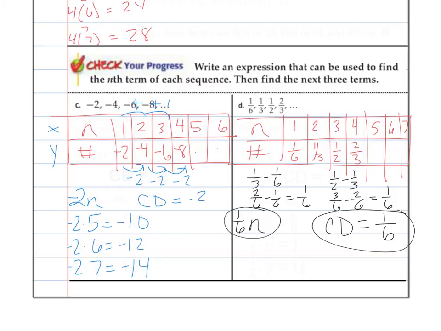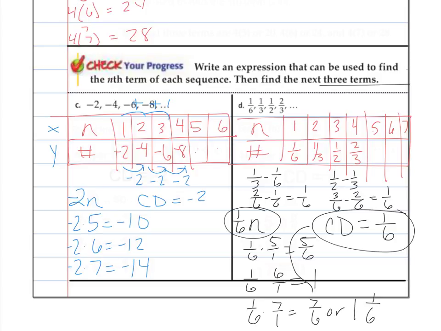That's the expression. So for the next three terms, there are a lot of multiple steps in these, that's why you've got to be careful. 1/6 of 5 is 5/6. 1/6 of 6 is 1. And 1/6 of 7 is 7/6, or 1 and 1/6. Those are the next three terms.